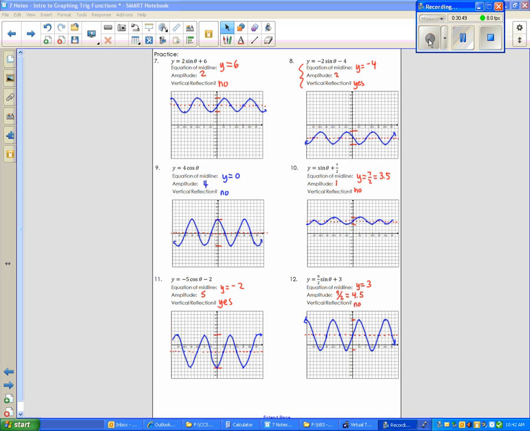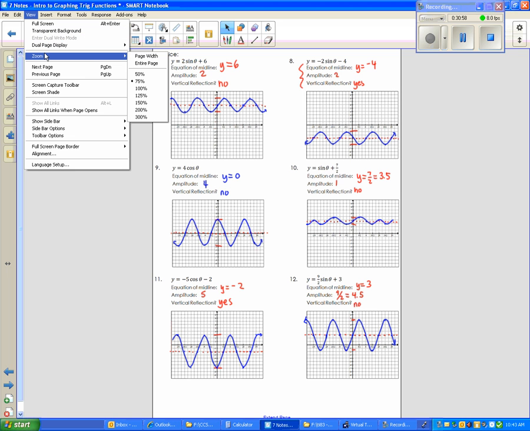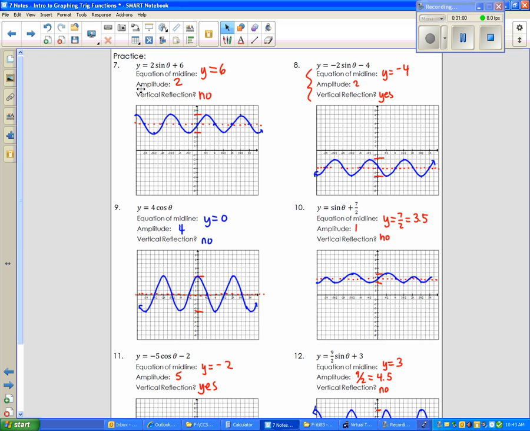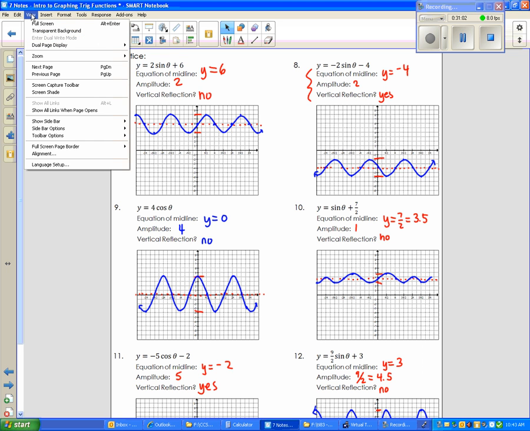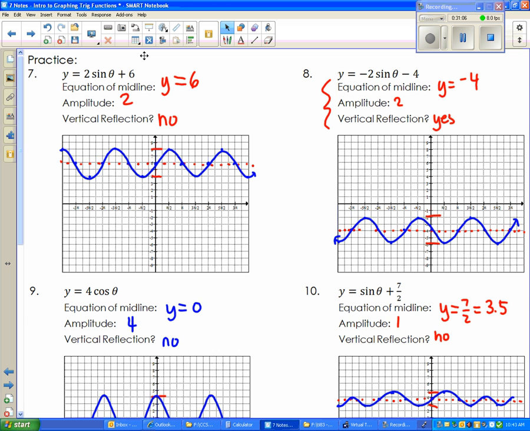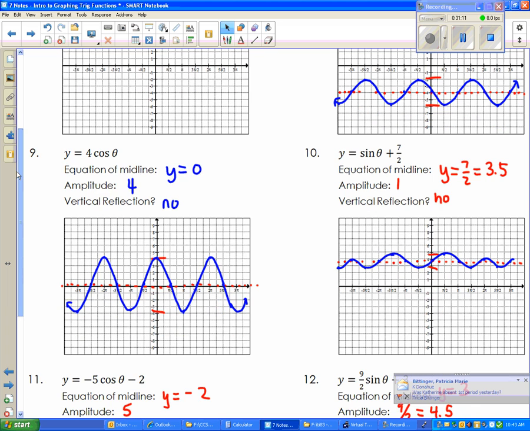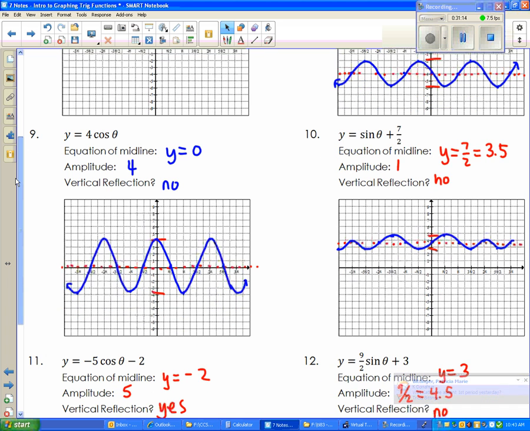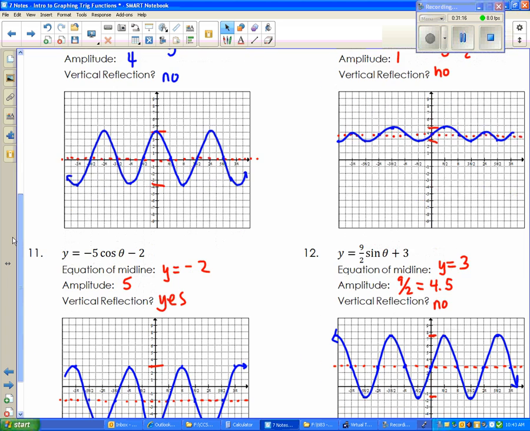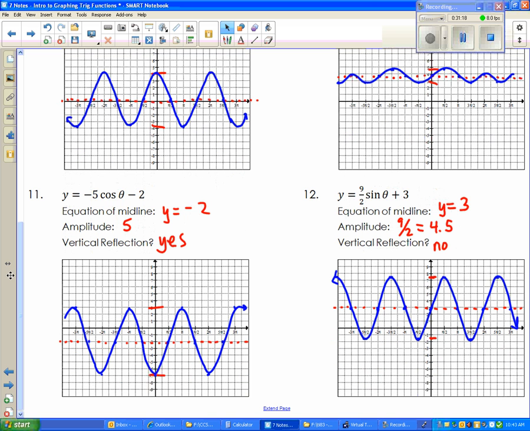Okay, so here are the answers to the classwork. I hope that's something that you can see. Actually, let me go ahead and zoom in a little bit for you. And then I'll just scroll down. All right, so those are 7 and 8. And then 9 and 10. And problems 11 and 12.